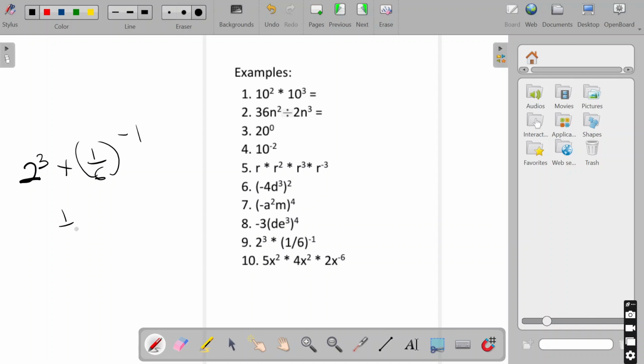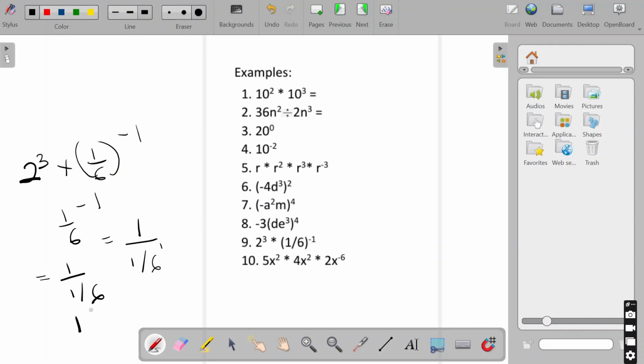When we have 1 over 6 raised to power minus 1, don't forget the law of indices. It means 1 divided by 1 over 6 raised to power 1, and 1 over any number raised to power 1 is still that same number. So that will give you 1 over 1 over 6.